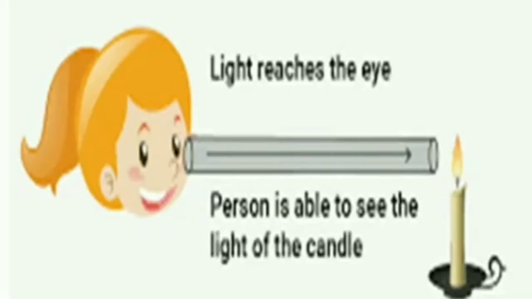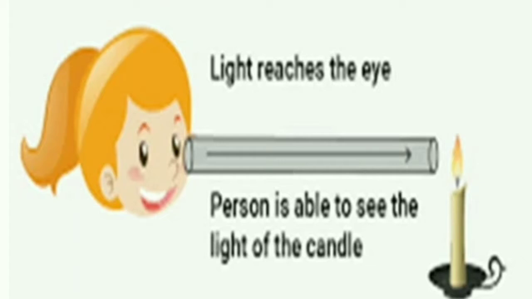Take a burning candle and a cylindrical object or a long rubber tube. Now try to see through the tube. What do you see? You will be able to see the light coming from the candle, the light which is produced by the flame of the candle.